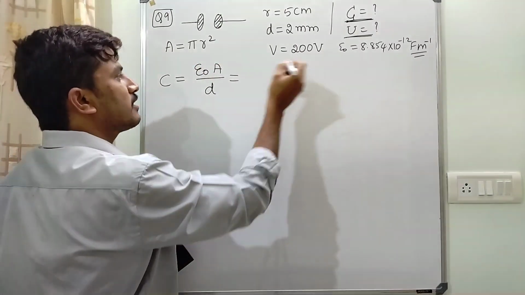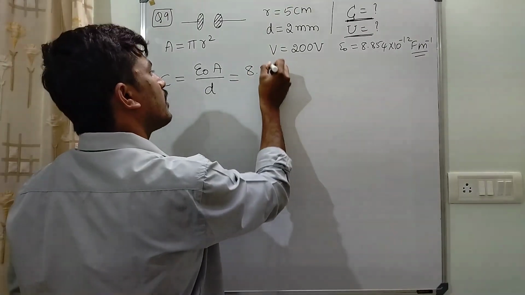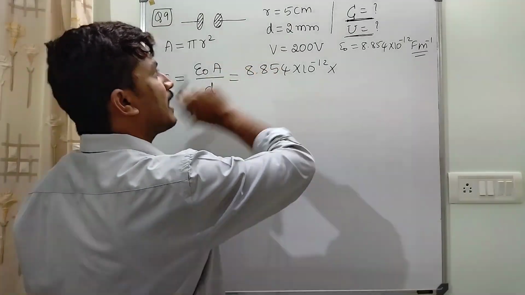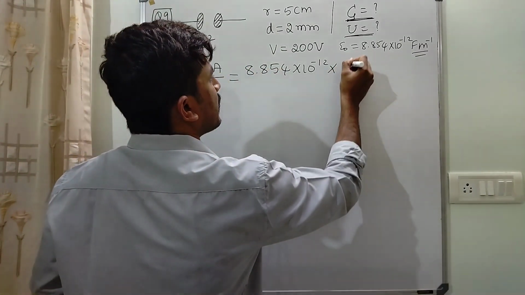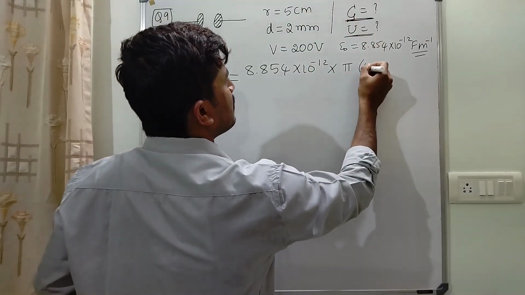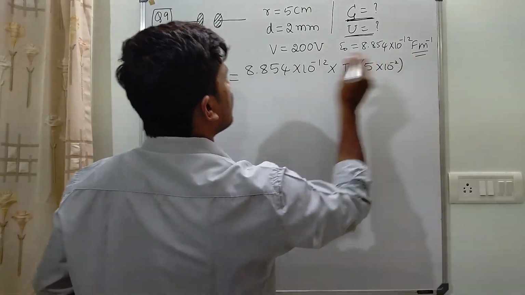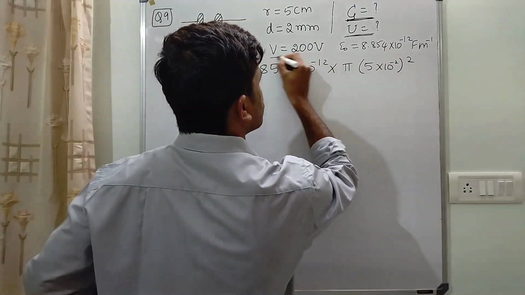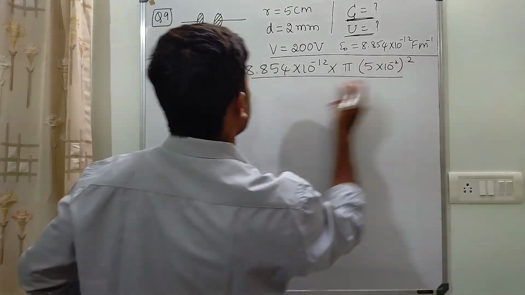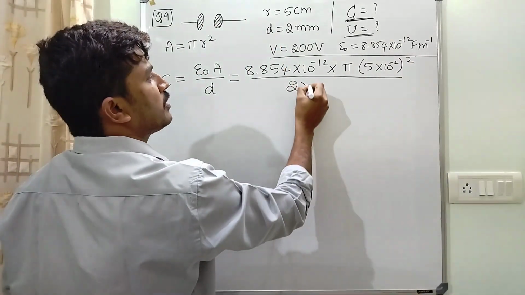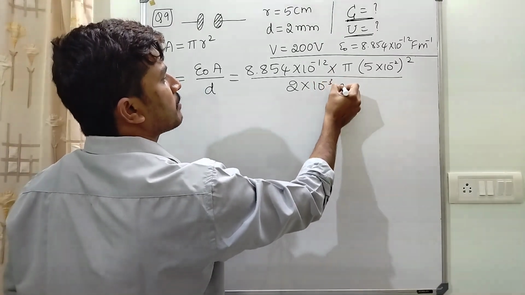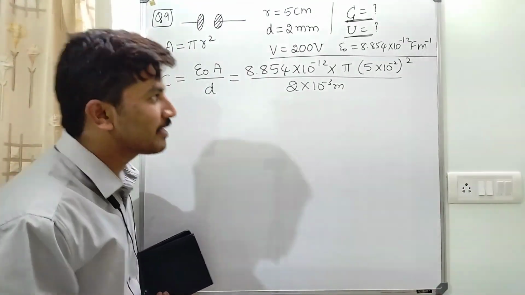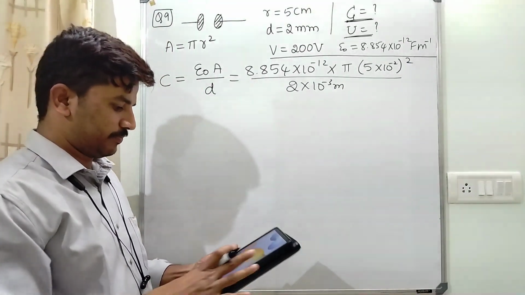So what is the value of epsilon naught? 8.854 into 10 to the power minus 12 into what is the value of capital A? Pi r square. Pi into r square. R is how much? 5 centimeter, means 5 into 10 to the power minus 2 square is there. Okay. Now divided by small d value 2 millimeters, 2 into 10 to the power minus 3 meter. So what is the value of pi? 3.142 or 22 by 7. Let me directly solve this.